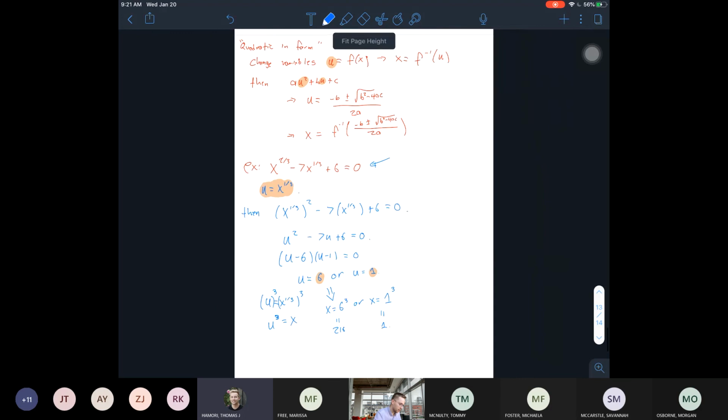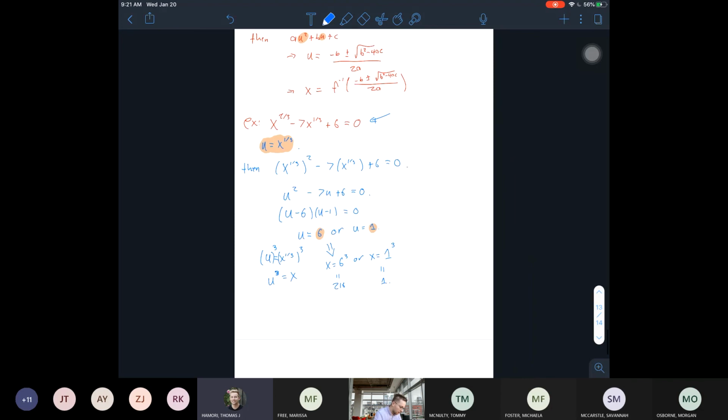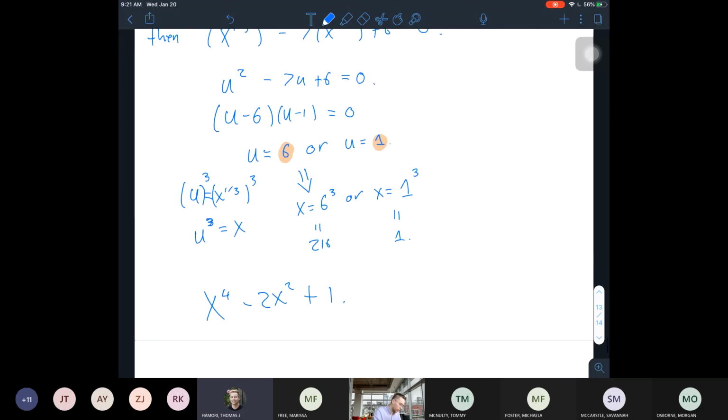So that's how we handle equations which are, quote, quadratic in form. Another really common one is you'll see something like x to the fourth minus 2x squared plus 1. This is again quadratic in form, where you'll just let u equal x squared, because you can see that this x to the fourth is nothing but x squared squared.